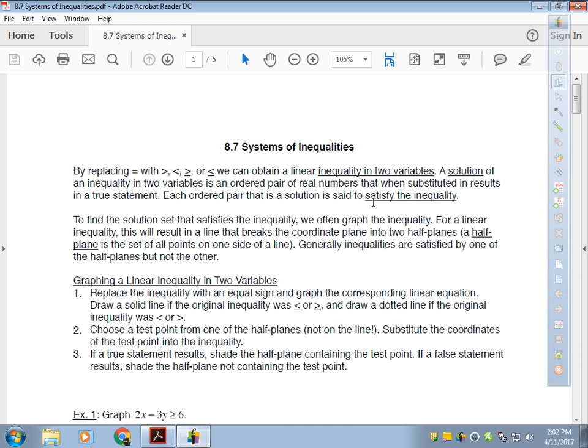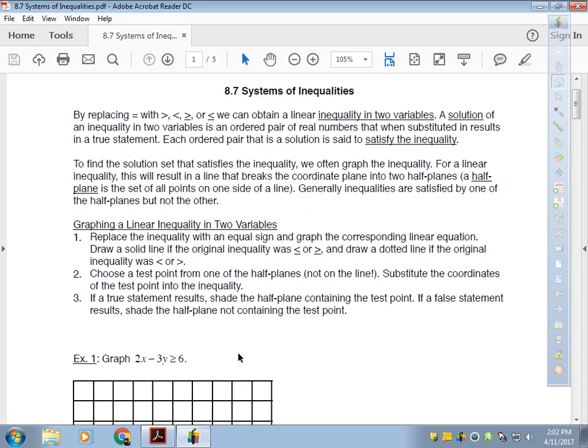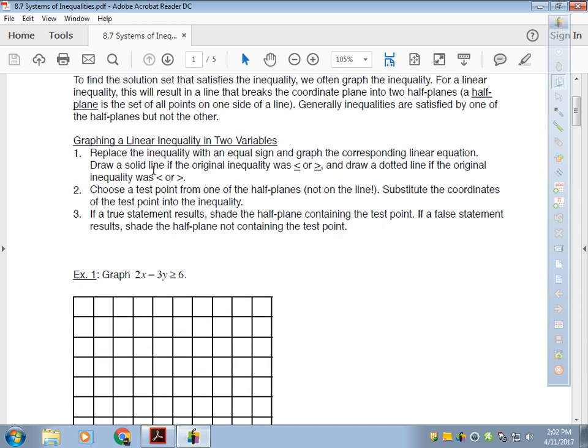And generally, these inequalities are going to be satisfied by one of the half planes, but not the other half plane. Okay. So we're going to start out with just graphing one inequality and seeing how that works. And then, after we've done that a little bit, we'll go into doing actual systems of inequalities. Okay. So how do we graph a linear inequality? These are the basic steps we follow.